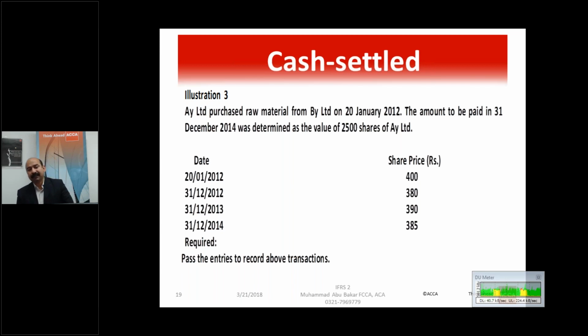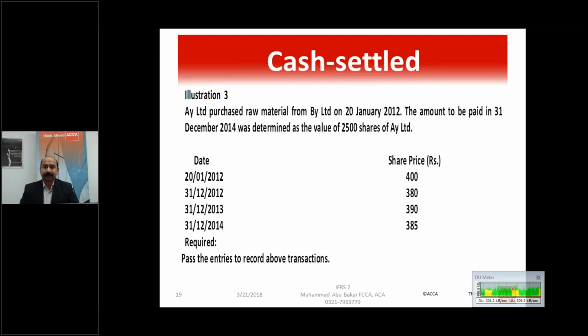So this is cash settled share-based payment. Here you can see another difference. The first difference is, in equity settled, we are crediting equity reserve. In cash settled, we are crediting liability. This is the first difference.